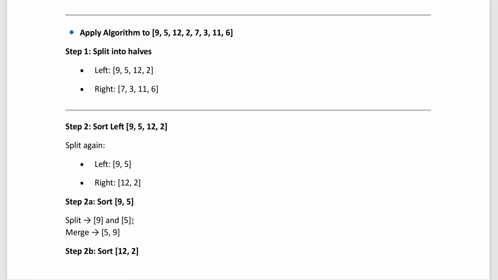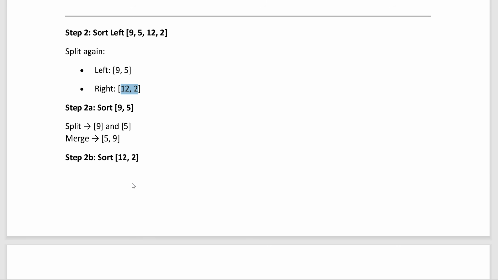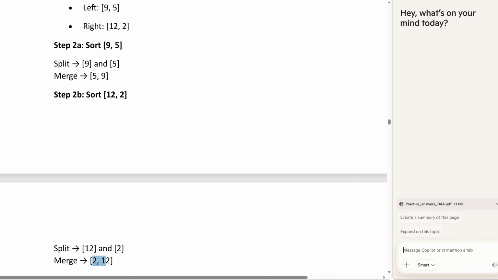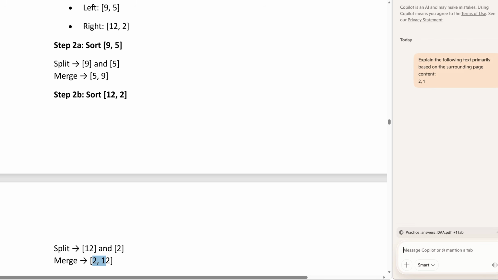Once we have split these arrays into containing only one element, then we merge. When we merge 9 and 5, they will be sorted in ascending order: 5, 9. After that, we apply the same operation to 12, 2. We split 12, 2 into two equal halves, that is 12 and 2. Then we sort them as 2, 12, right?